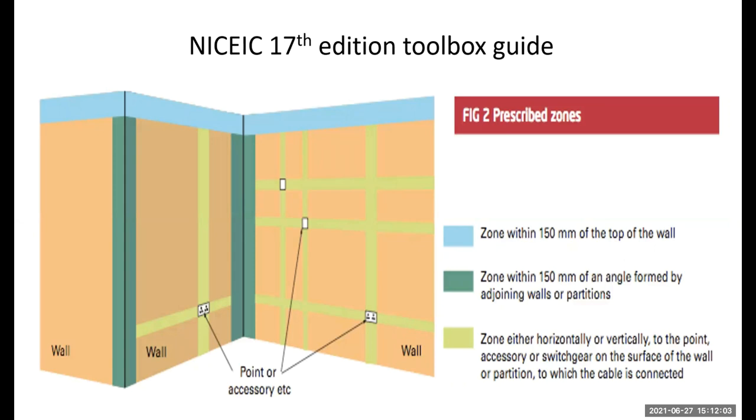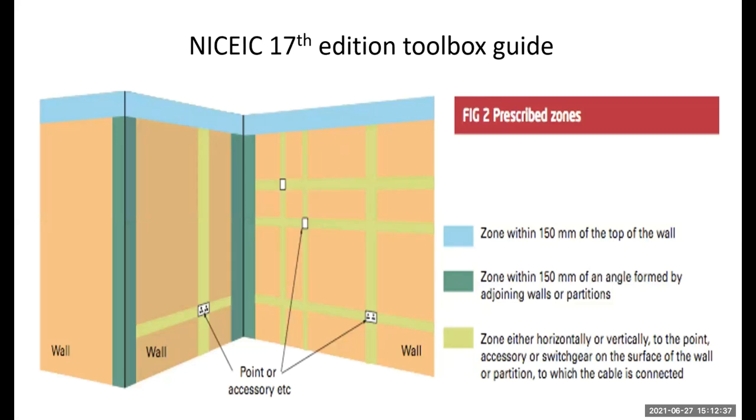So then there's other diagrams that you'll see if you type this in online. And this was in my NICEIC 17th edition toolbox guide. And I feel like the NICEIC brought out this guide to try and expand on the basic diagram in the on-site guide, which I feel only muddied the water further and gave people with very little knowledge and understanding, or basic minimum knowledge and understanding of the regulation, a tool with which to argue their misinterpretation, because if you now look at this, you can see how people were getting confused.